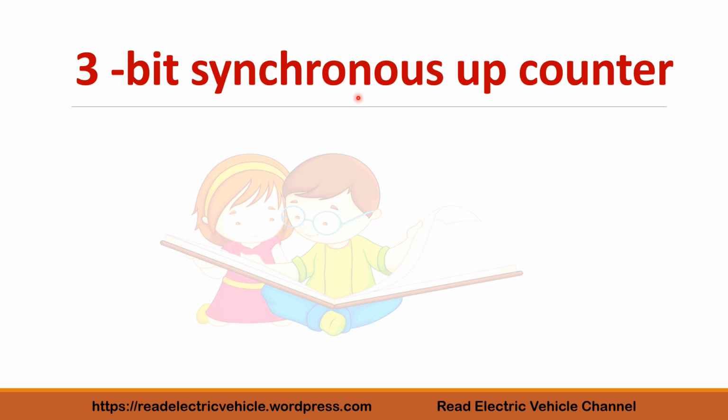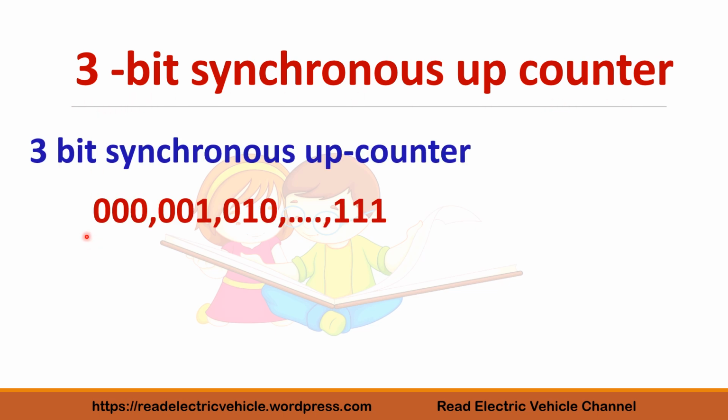First, what is a 3-bit synchronous up counter? It is specified as 3-bit, so 3 bits are used for the counting operation. The 3 bits are 0, 0, 0. The counter always starts from 0. With 3 bits, 2 power 3, you get 8 combinations, so from 000 to 111 there will be 8 combinations. This counter is an up counter, so it has to count like this: 0, 1, 2, 3, 4, 5, 6 and 7. After 7 it will come back to 0.